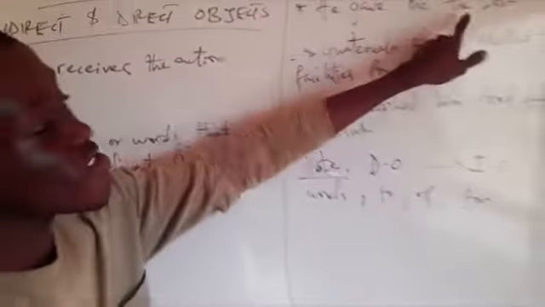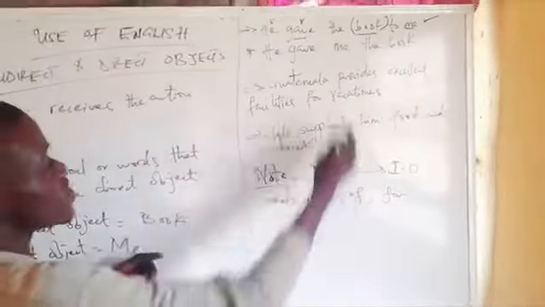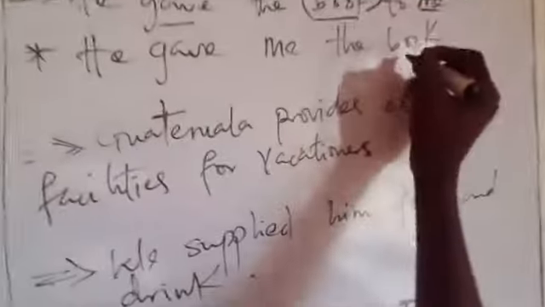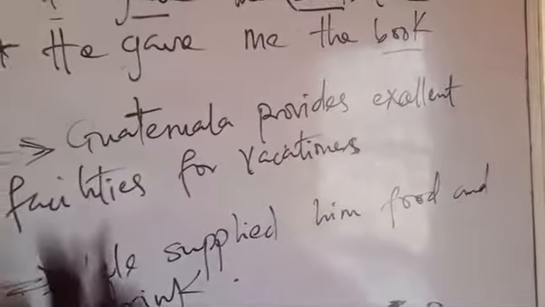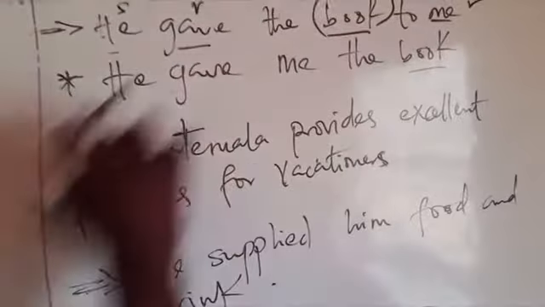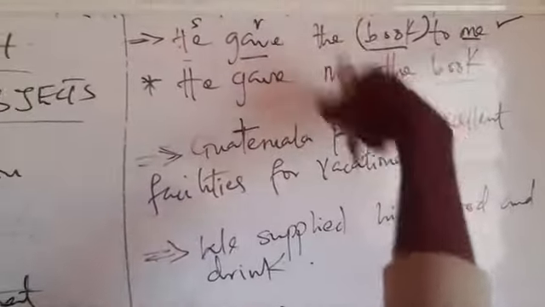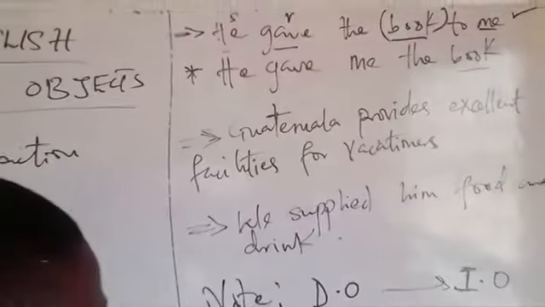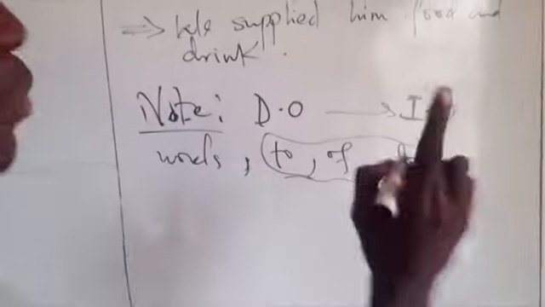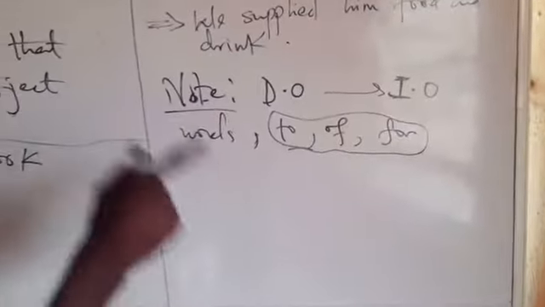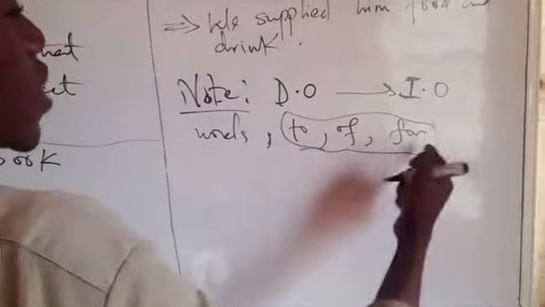Also note that this sentence can be rephrased just like this. That means the indirect object is preceding the direct object, when we have: he gave me the book. Now in this case, where the indirect object is preceding the direct object, these three words will not appear in the sentence. That means they may not appear in the sentence.